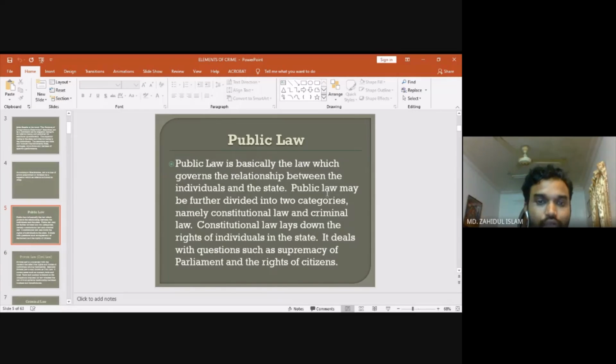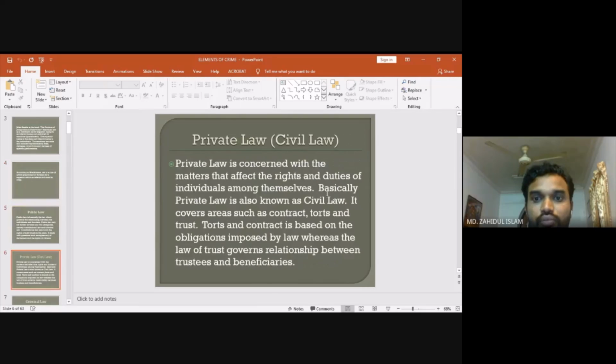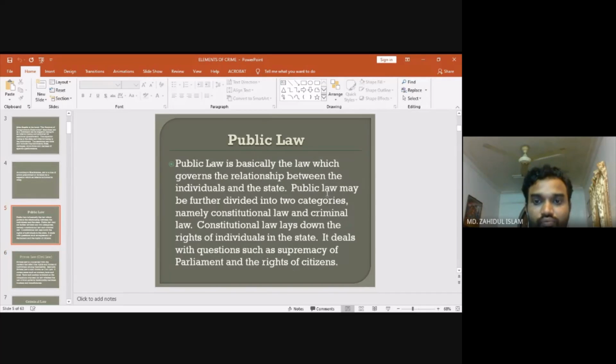There are two types of laws: public law and private law. Public law is basically the law which governs the relationship between the individual and the state. The public law may be further divided into two categories: constitutional law and criminal law. So criminal law is one example of public law.